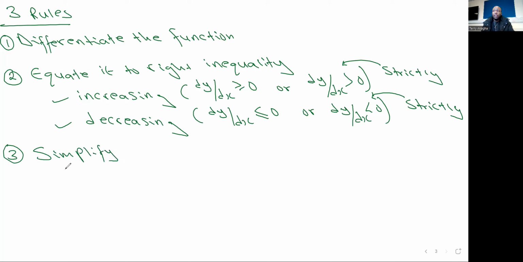Okay, so the first thing, you differentiate the function. The second thing, you equate it to the right inequality. The third thing you do, you simplify. All right?